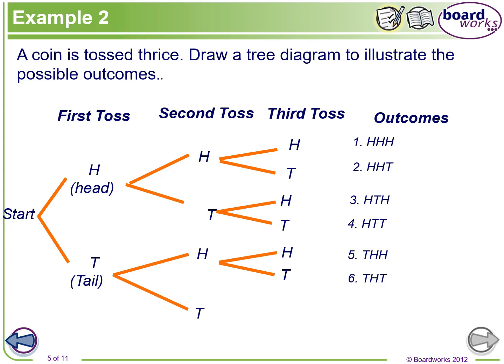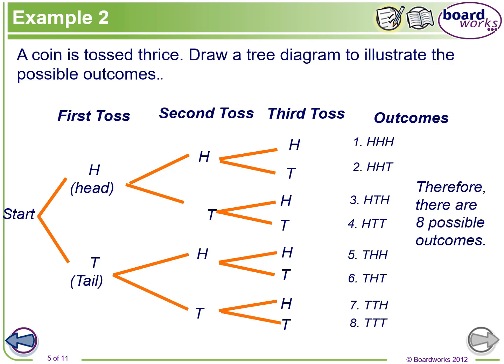Or the first toss is tail, then the second toss is tail. The third toss could be head, and the outcome is tail, tail, head. Or in the third toss, it could be tail. So that outcome is tail, tail, tail. So how many possible outcomes are there when you toss a coin thrice? There are 8 possible outcomes.